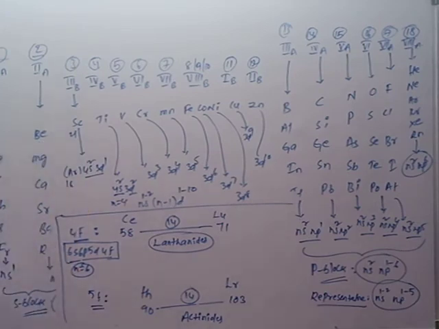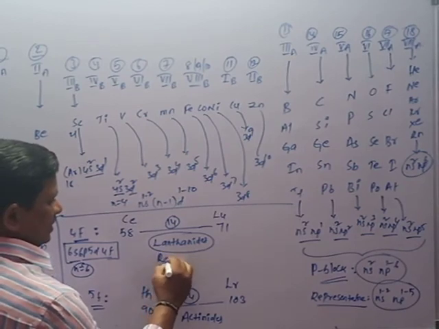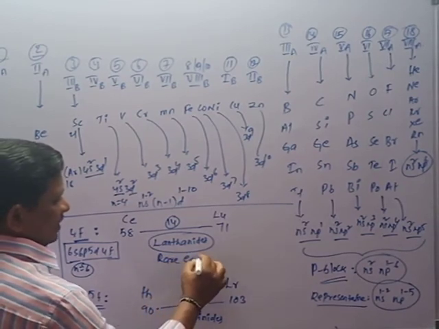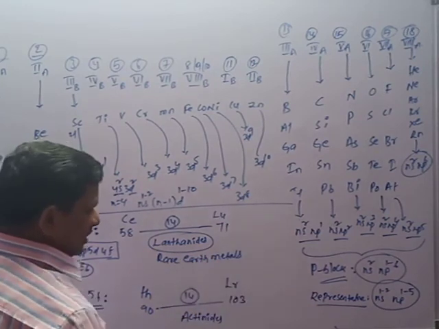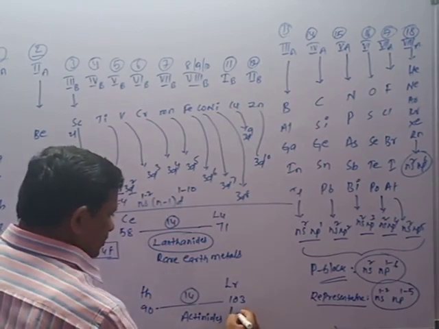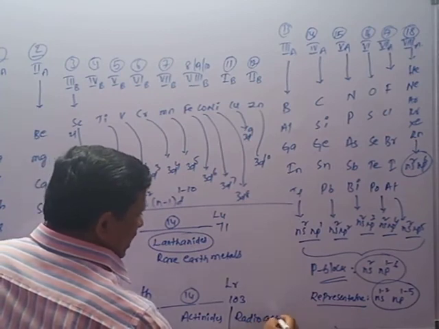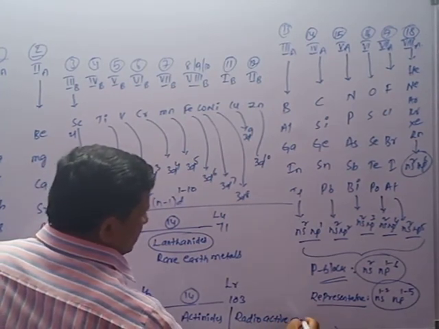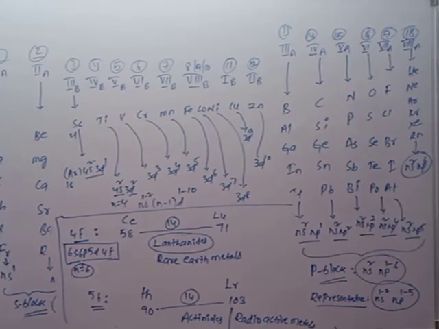Simply, lanthanides are rare earth metals. Actinides are radioactive metals. So that is the electronic configuration of elements, groups and periods.